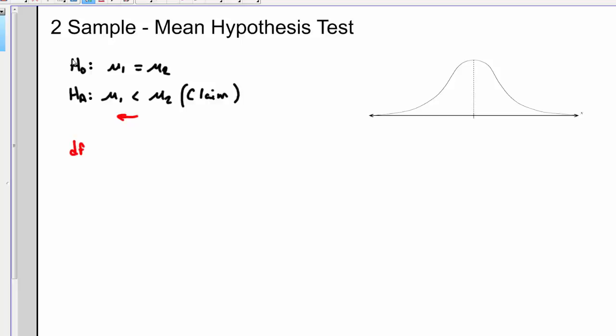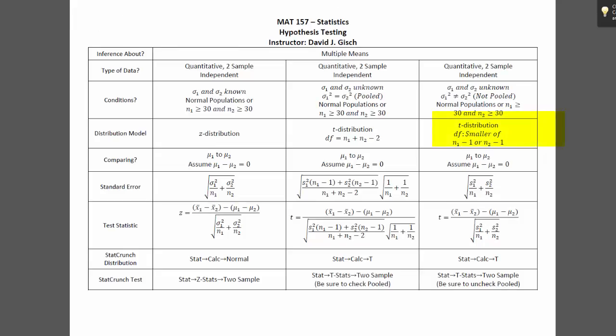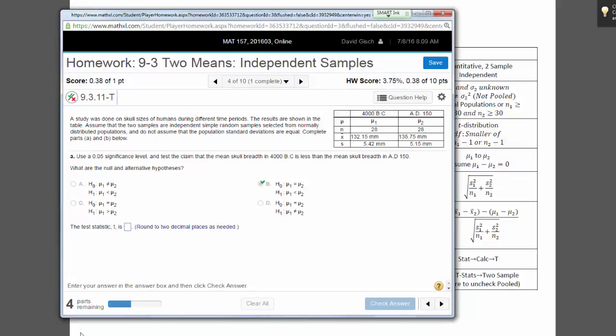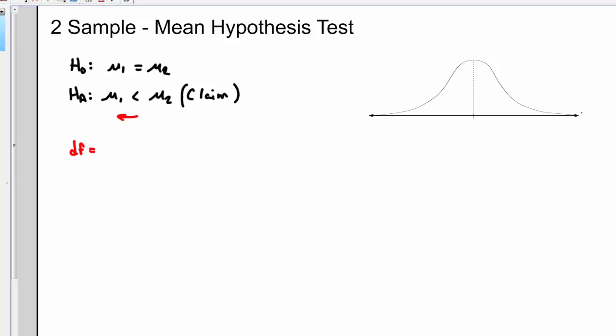Degrees of freedom is the smaller of n1 minus 1 or n2 minus 1. And so we're going to go with that. If you go to the problem though, both of them have a sample size of 28. By the way, having those sample sizes be the same is not necessary. They can be different. So there's our degrees of freedom. So I'm going to use that, my alpha, 0.05.